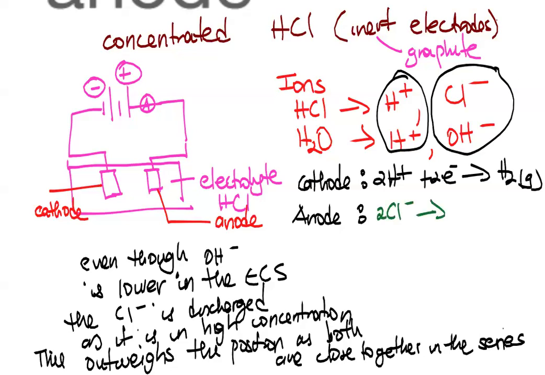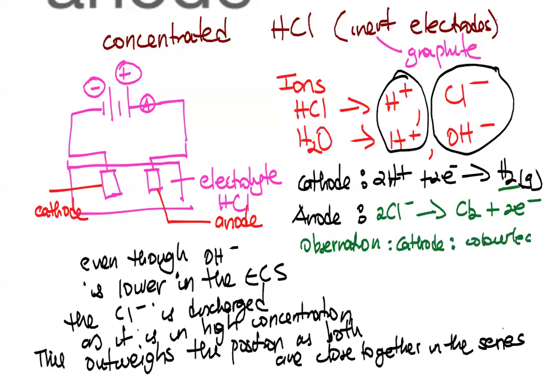2Cl minus, they give you Cl2 add 2e. Do you guys agree? Now tell me observations, because they could ask you that. Cathode, what are you going to get? Colorless bubbles. Cathode will be colorless bubbles. Is this being recorded, this part? Yes, it is. Colorless bubbles.